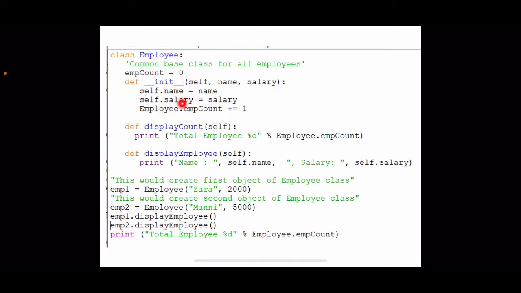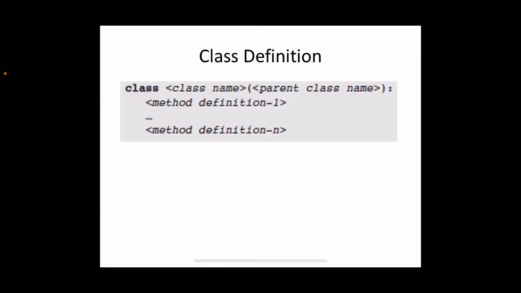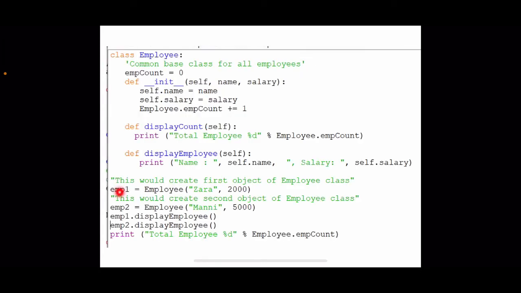So what will happen when we create an object by executing this statement? The self.name is equal to name. So for the current object, that is emp1, the name for emp1 will be the name passed here. What is the name passed here? That is Zara. And the second statement is self.salary. For emp1, the salary will be the salary passed as argument here, that is 2000.